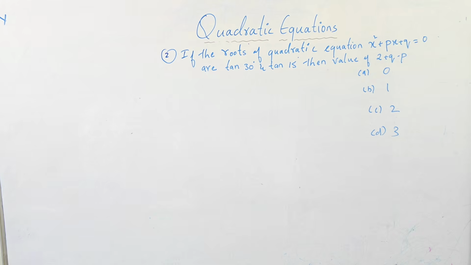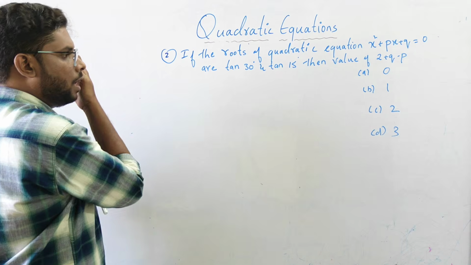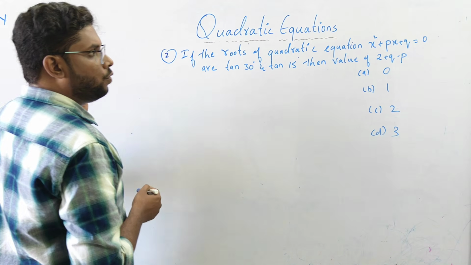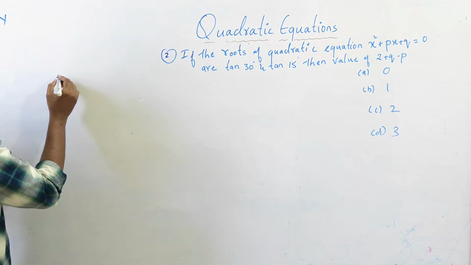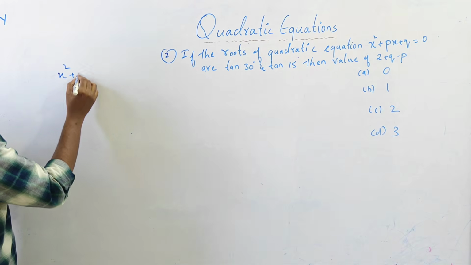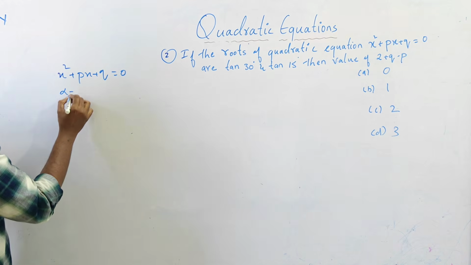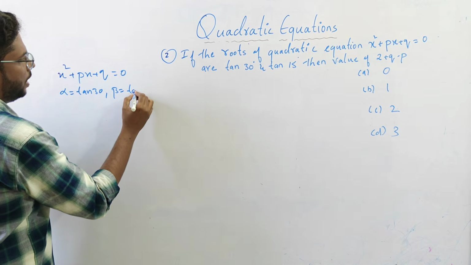Now let us see this question. If the roots of the quadratic equation are given, and the roots are tan 30 and tan 15 degrees, then find the value of 2 plus q minus p. The quadratic equation they have given is x square plus px plus q, and the roots: alpha they have given as tan 30 and beta is given as tan 15.